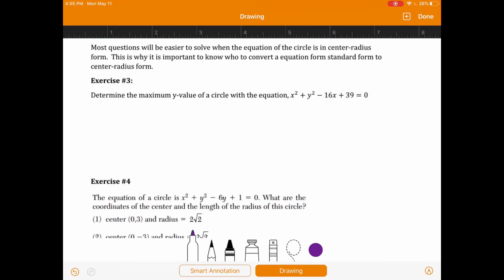Okay, so this question, we're going to do the same idea. We're going to first find the center and the radius because it's asking us to determine the maximum y value for this circle. So we're going to try and graph it. We're going to do a little sketch of a graph, and we're going to get an idea of what this is going to look like. So first, I'm going to put the 39 on the other side.